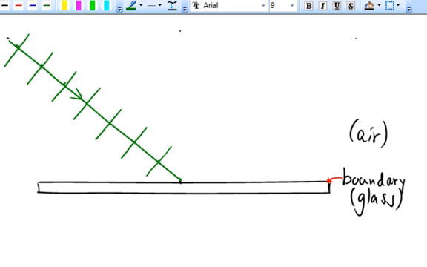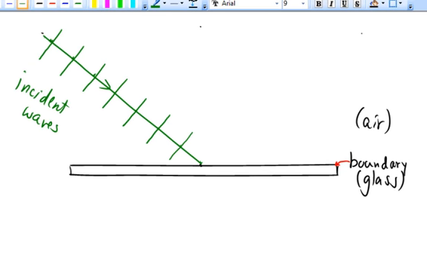I would call these that are approaching the boundary the incident waves. They're traveling at some angle with respect to this boundary. And they hit the boundary. And when they do, they're going to bounce. They're going to reflect. And there's something that's called the law of reflection.